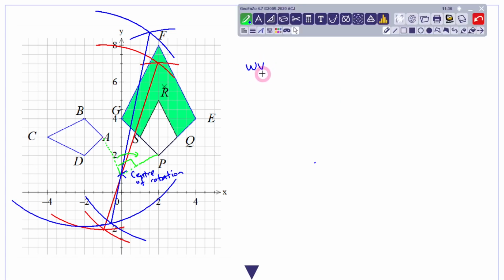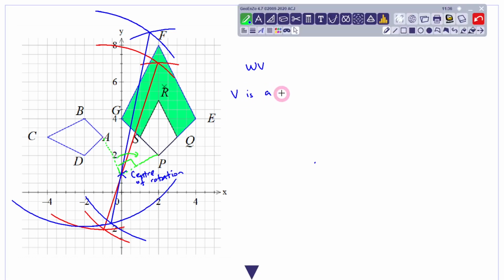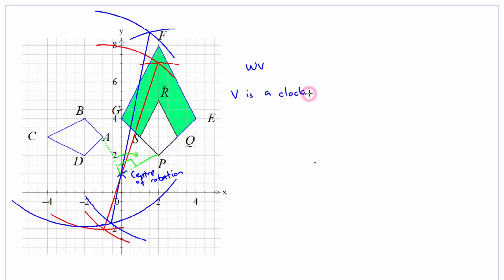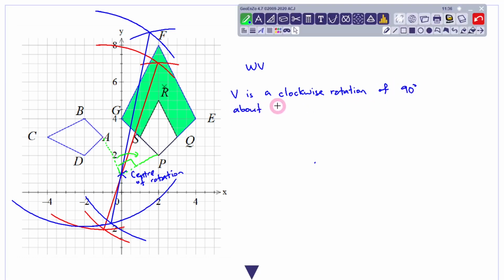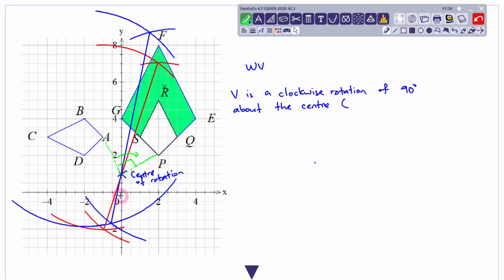Okay, so V is the first transformation, which is a rotation. V is a clockwise rotation of 90 degree about the point or about the center, both are okay. (0, 1).